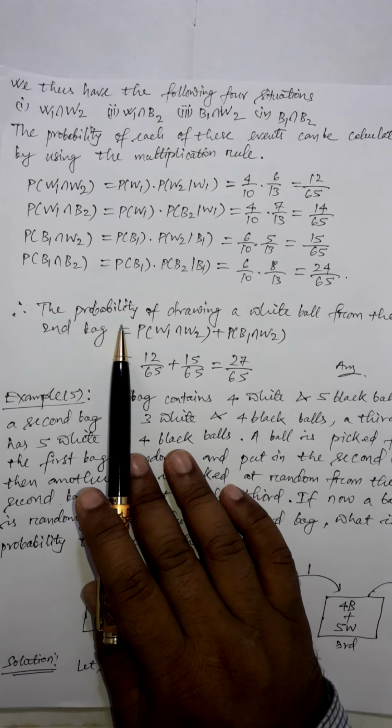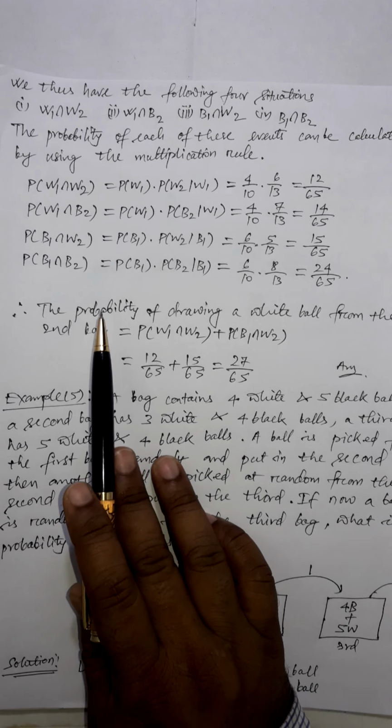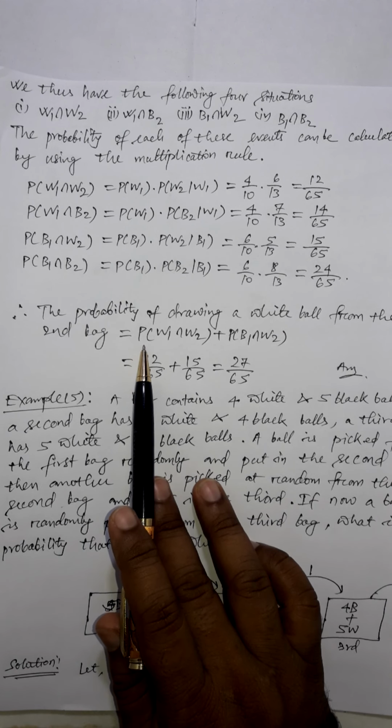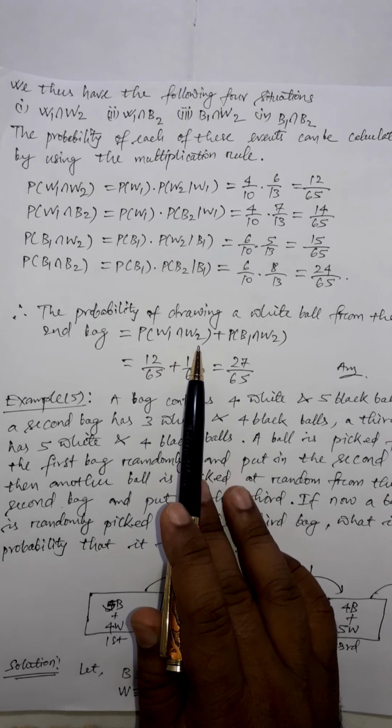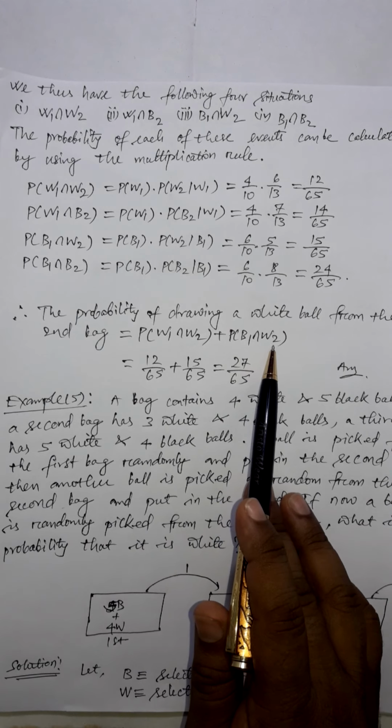Now our requirement is the probability of drawing a white ball from the second bag, and I told you already, that is the probability of W1 intersection W2 plus the probability of B1 intersection W2.